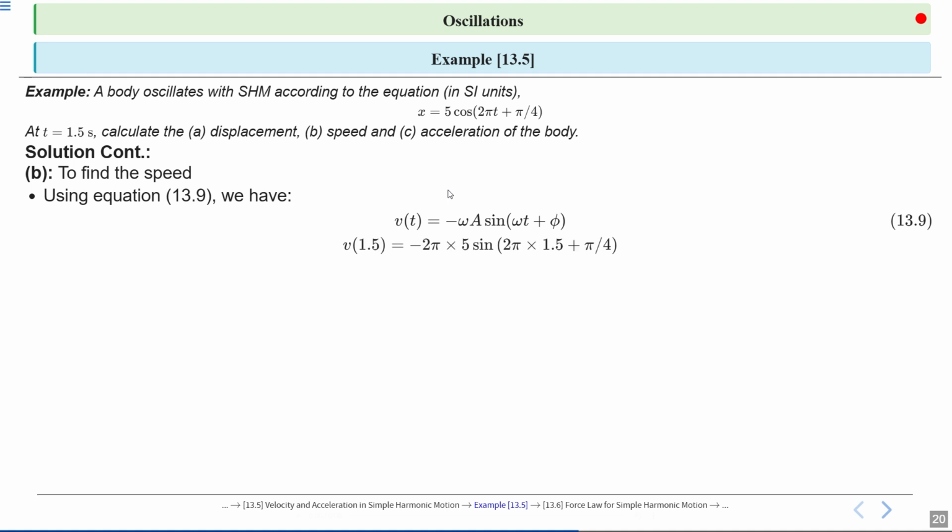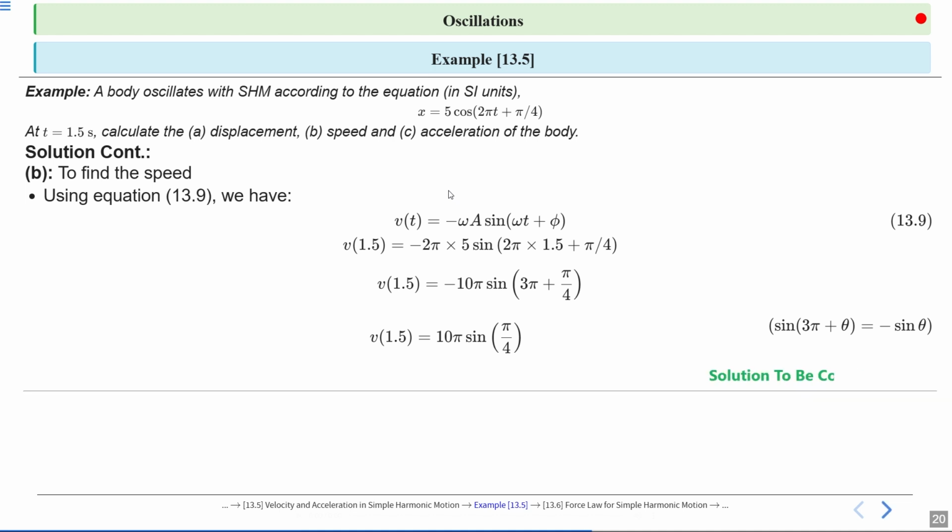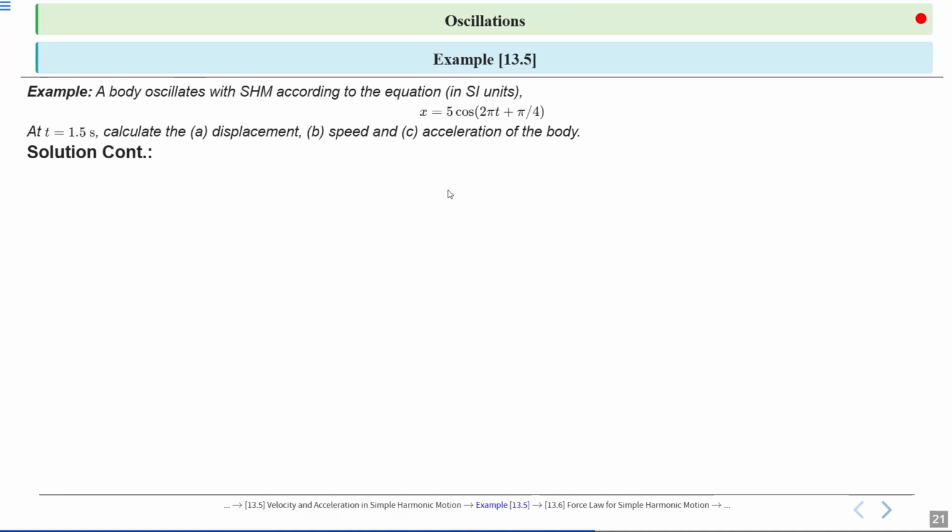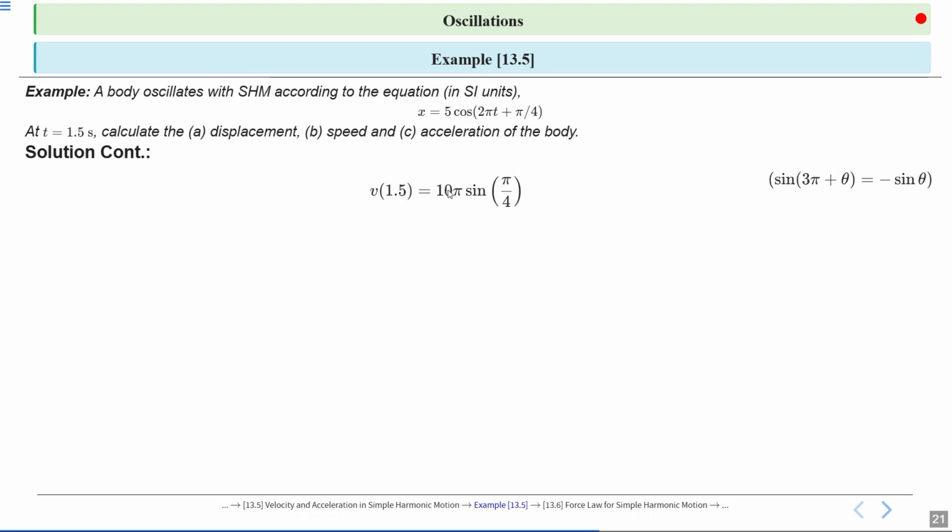So v of 1.5 is equal to minus 2 pi into 5 sine 2 pi into 1.5 plus pi by 4. So v of 1.5 is equal to minus 10 pi sine 3 pi plus pi by 4. So v of 1.5 is equal to 10 pi sine pi by 4, since sine 3 pi plus theta is equal to minus sine theta. Now v of 1.5 is equal to 10 pi into sine pi by 4.